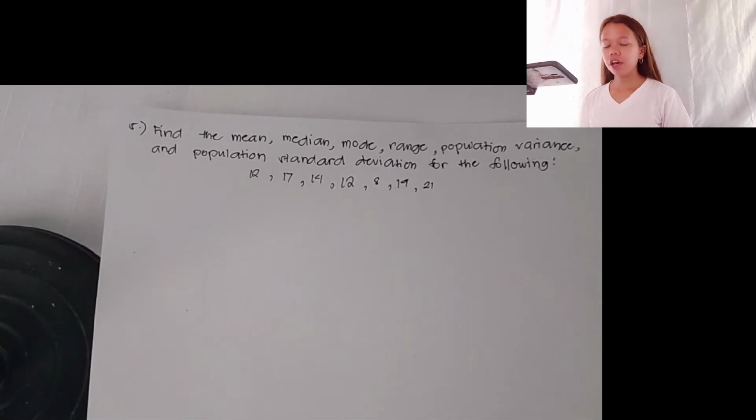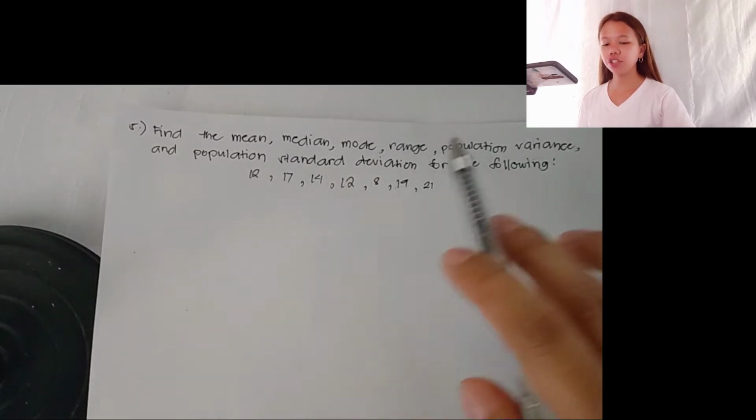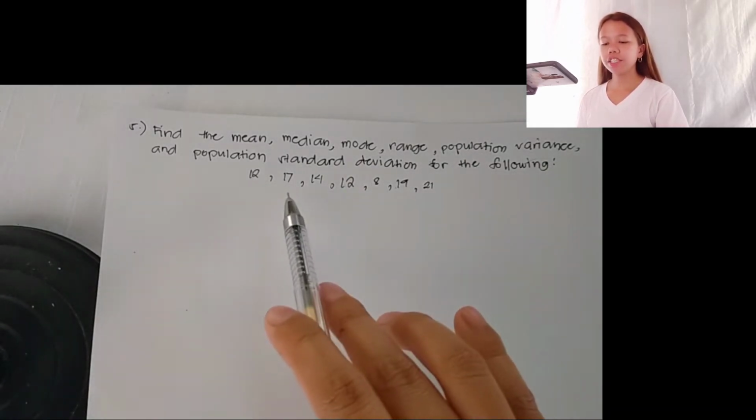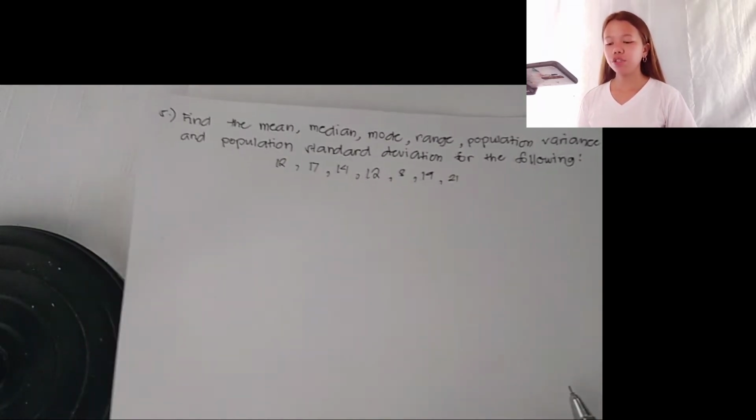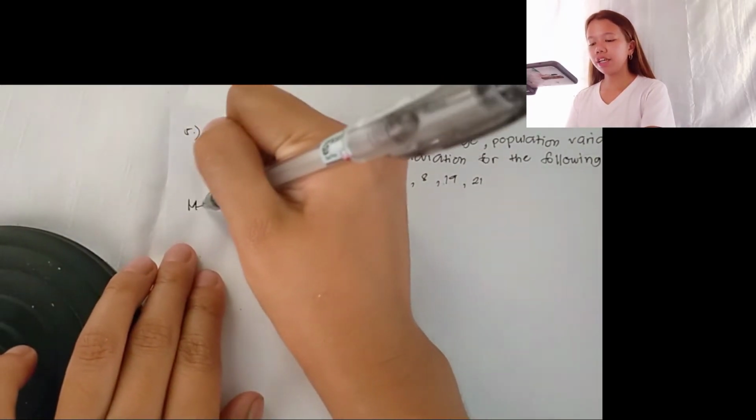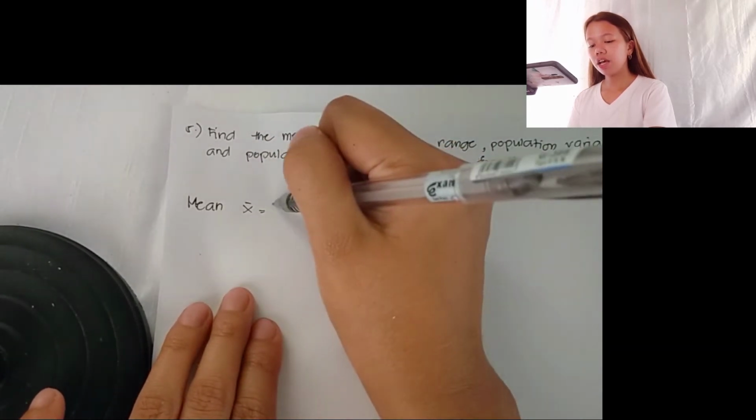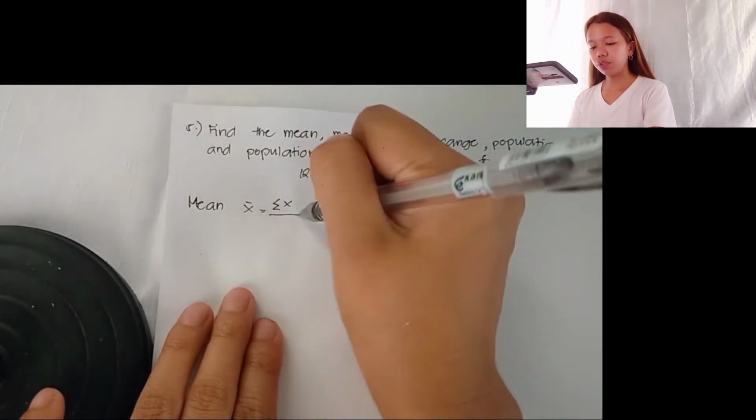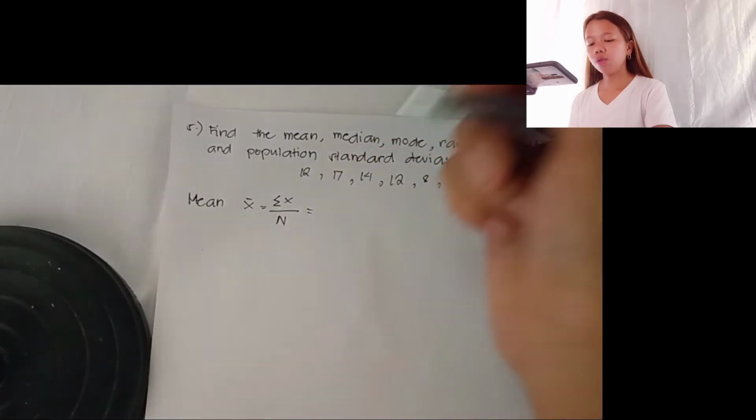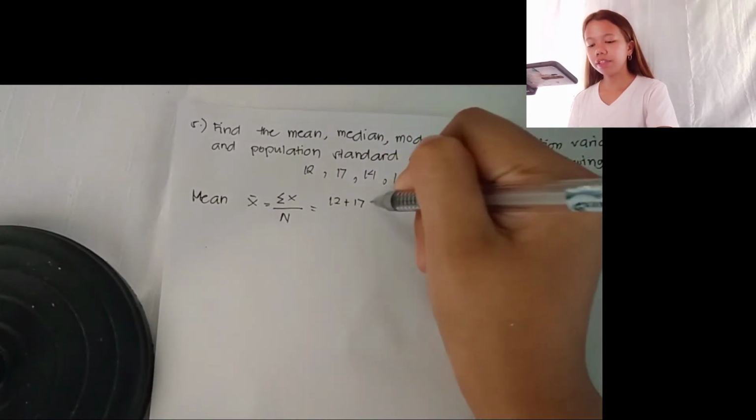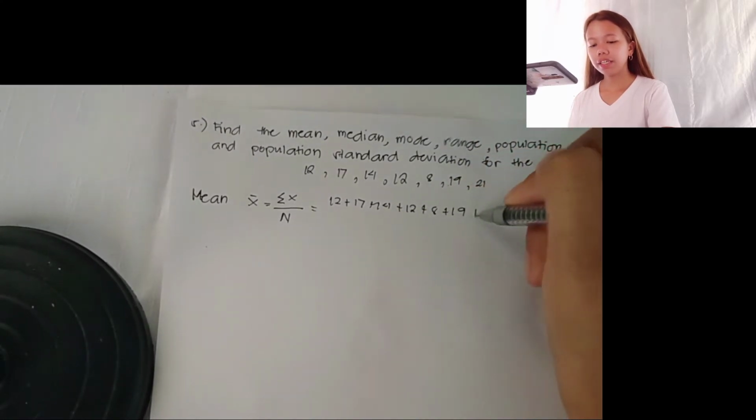Problem number 5. Find the mean, median, mode, range, population variance, and population standard deviation for the following: 12, 17, 14, 12, 8, 19, and 21. So first, let's find the mean. To find the mean, let's just sum the values divided by the number of values. So let's add 12, 17, 14, 12, 8, 19, and 21.